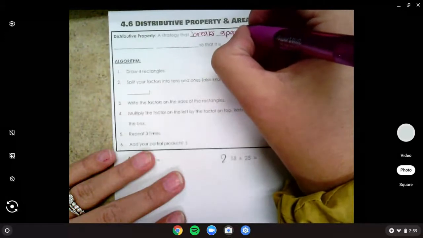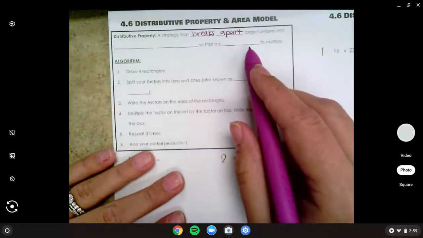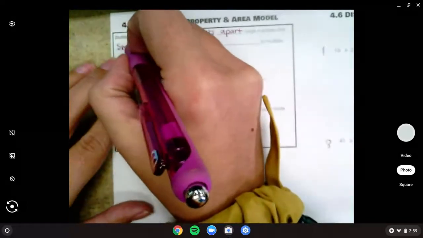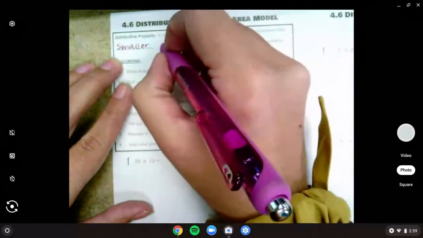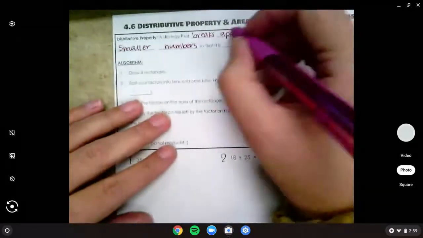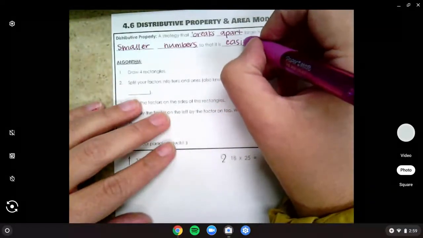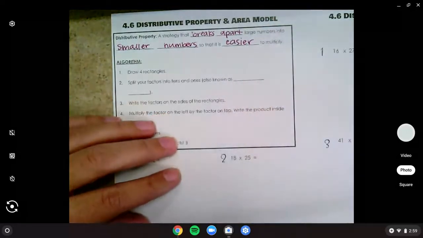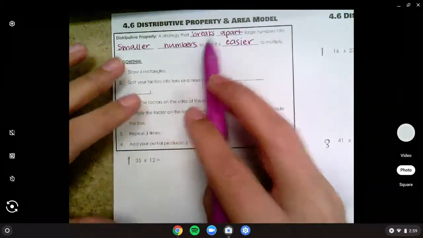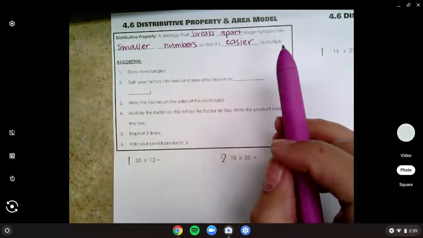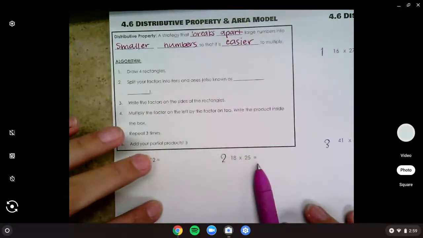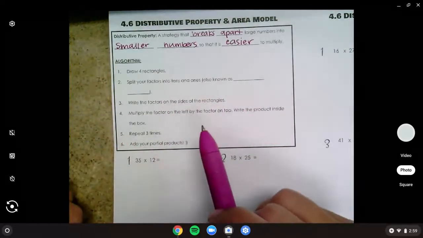apart large numbers into smaller numbers so that it is easier to multiply. All we're going to do is work on breaking our number apart into nice smaller facts that make it quicker and easier. So to get started, we're going to do our algorithm together for these two, and on the right, you will do your own work.